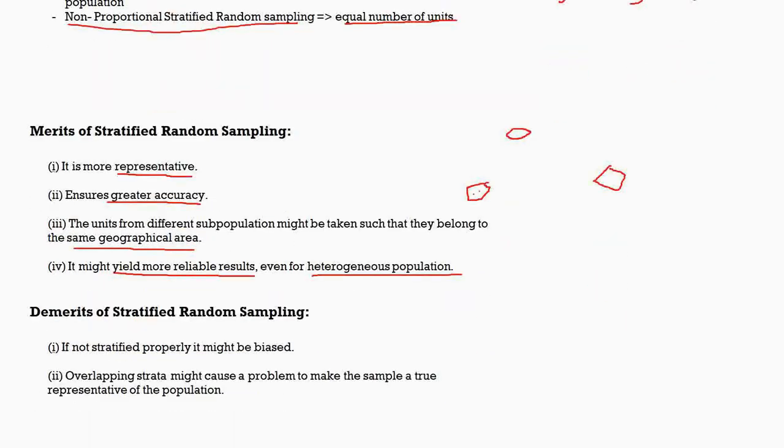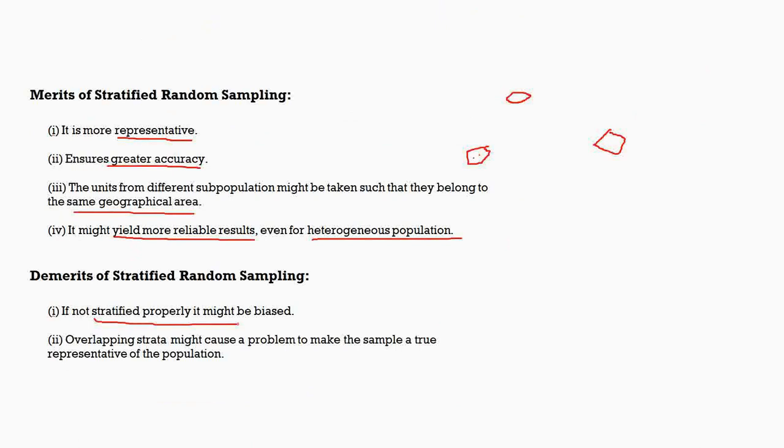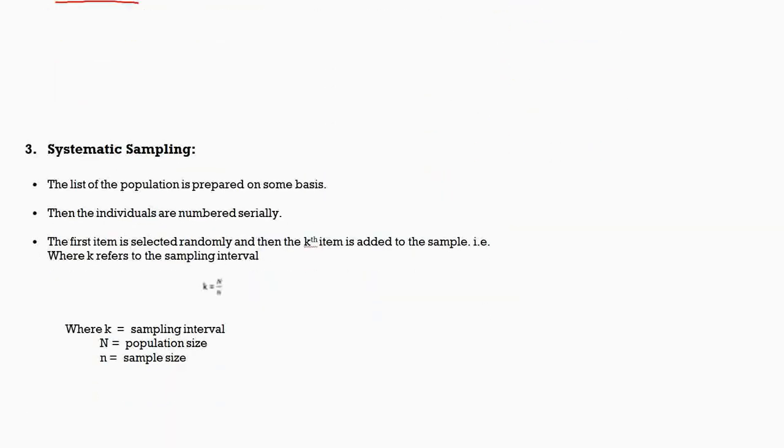Now moving ahead to the demerits, if not stratified properly, they might be biased. And another thing is that overlapping strata might cause a problem. Overlapping strata means, for example, we are separating the strata into different age groups and we are not giving a proper age group. We are giving classes like 10 to 20, 20 to 30, 30 to 40. Here, this 20 falls over here also and here also. So that is overlapping strata. At that time, we might have a problem that the sample might not be a true representative of the population.